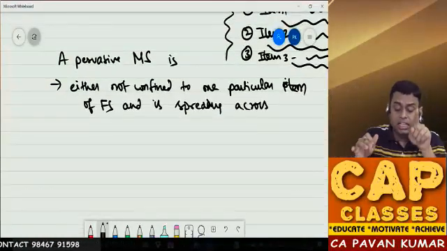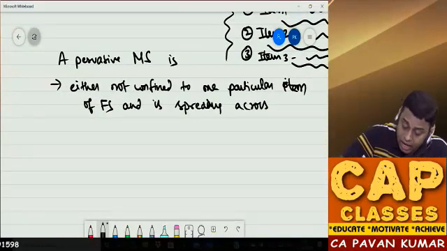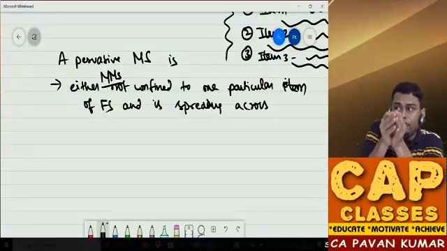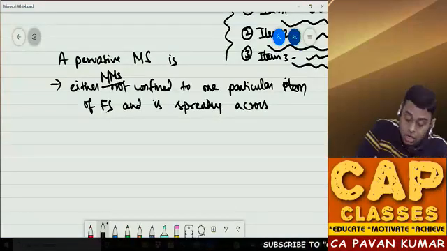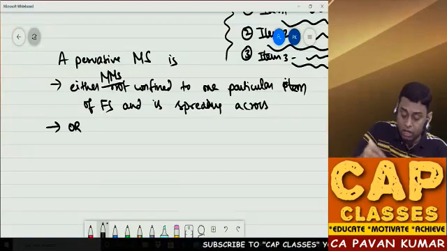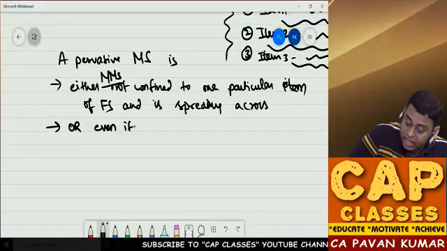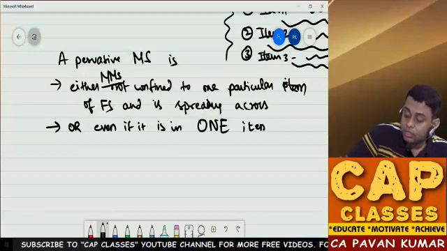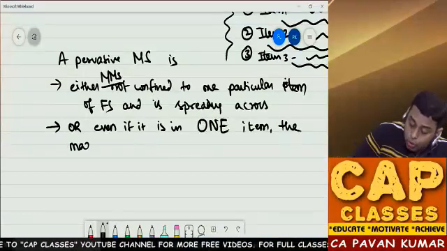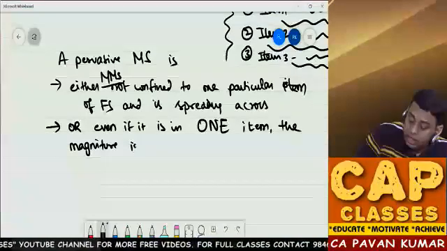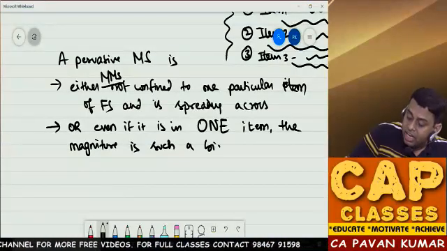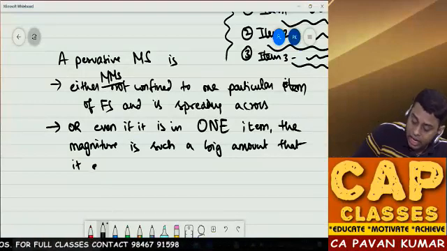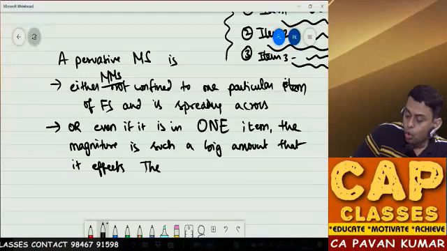So either this material misstatement is not confined to one particular item or few items of financial statements and is spread across, or it could be the second one: even if it is in one item, the magnitude is such a big amount that it affects the whole profit reported.